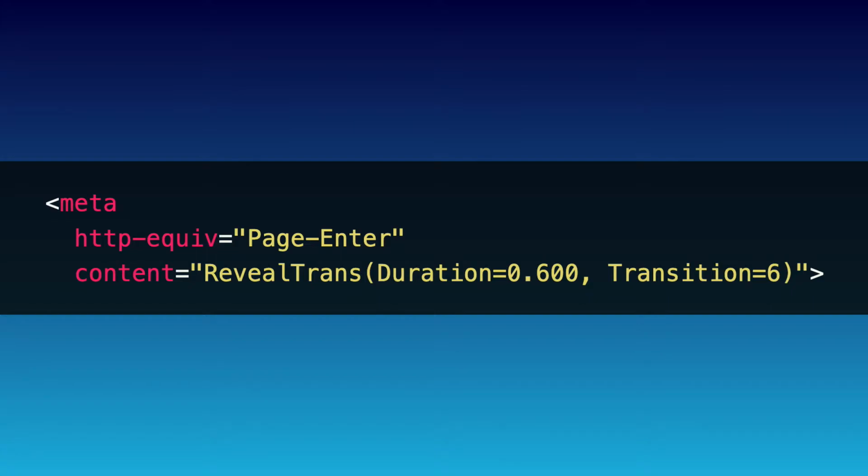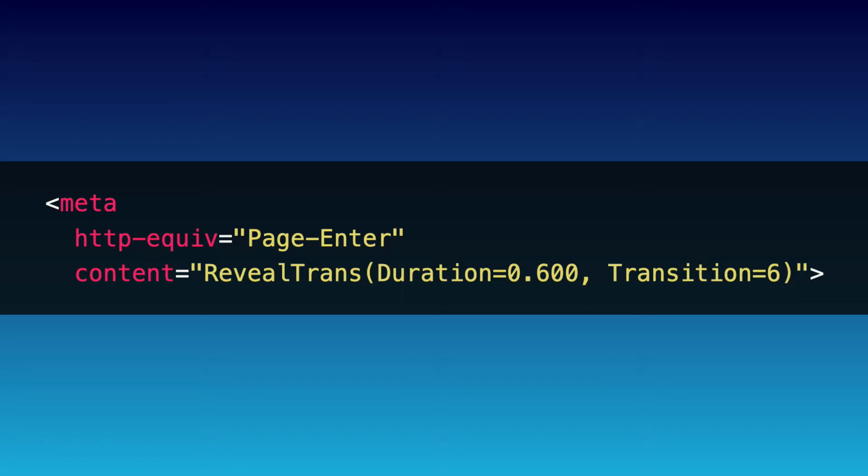Anyway, this is a page enter transition. It takes 0.6 seconds, and it uses transition number 6, and that is wipe right. There were 22 transitions to choose from, mostly in groups of 4, because each one had a variant that was up, down, left, and right, except for things like fade. There were a couple which didn't have a direction to them. Oh, how could I forget? There's a special 23rd transition, which means that it would pick a random one each time, which gave you a really 90s PowerPoint feel to your web experience.